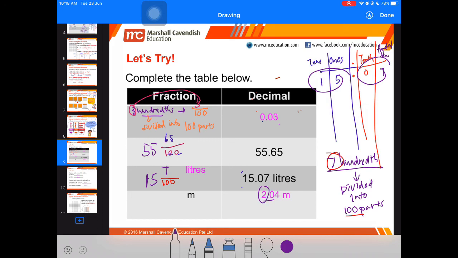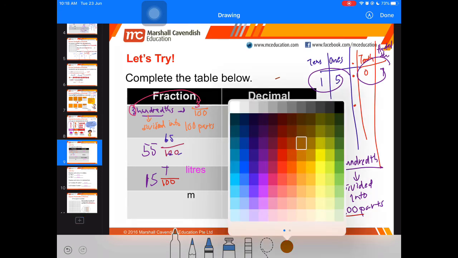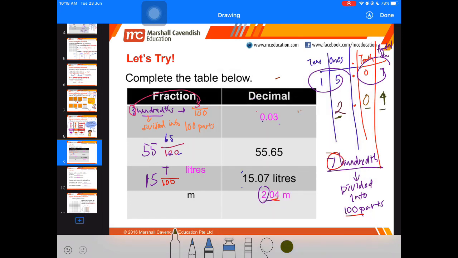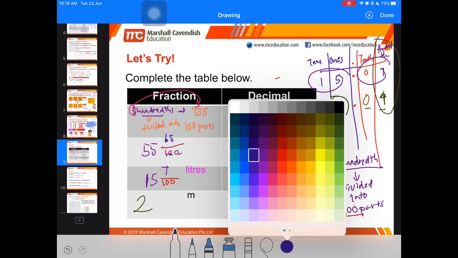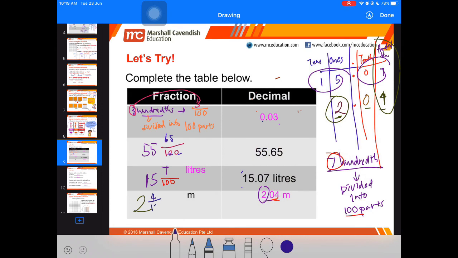What about this one? So 2 ones. So this, please don't tell me 2 tens, it's 2 ones. Remember to write down the decimal point. 0.04. So 0 tenth, 4 hundredths. Okay, let's go. So don't forget the 2 because it's more than 1. Now let's get it. This is 4 hundredths. Can you see 4 hundredths? 4 hundredths means 4 out of 100 because it's 100 equal parts.